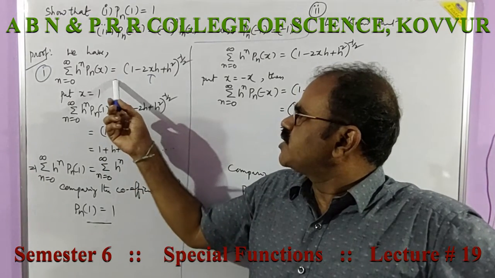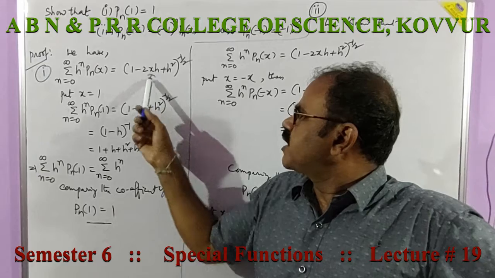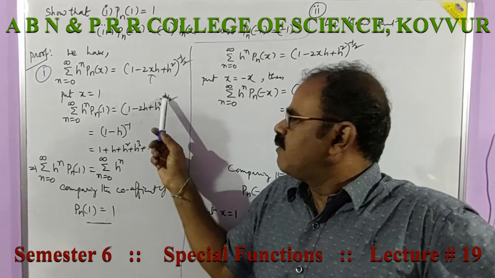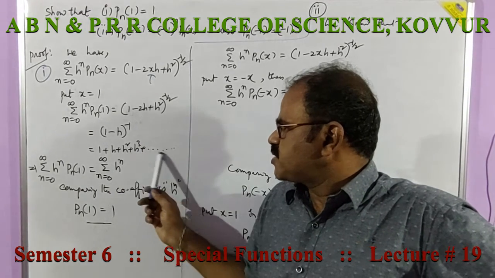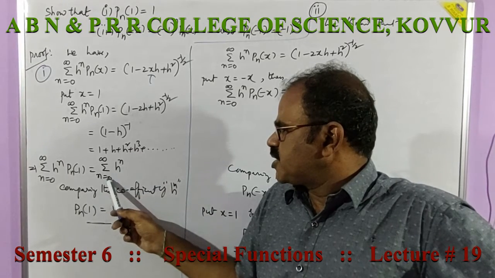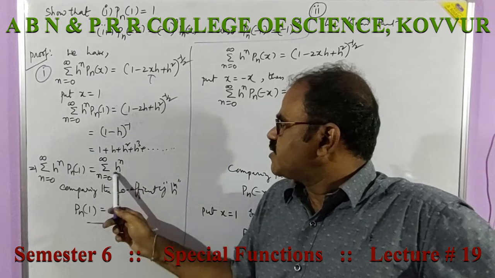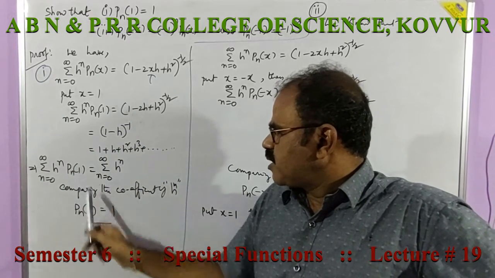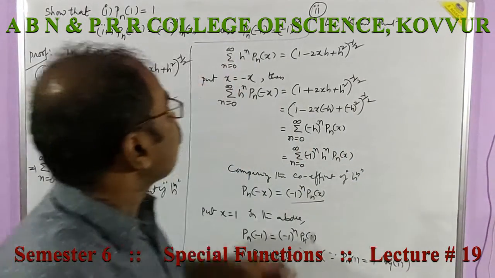By taking the generating function and replacing x with 1, we got this. This became 1 - 2h + h^2, that is (1 - h)^2, power minus 1/2, that is power minus 1, and its expansion is this, and that can be expressed in sigma notation: sigma n = 0 to infinity h^n. This is the left hand side, this is the right hand side. Comparing the coefficient of h^n on both sides, Pn(1) is 1, right? Let us go for the second one.